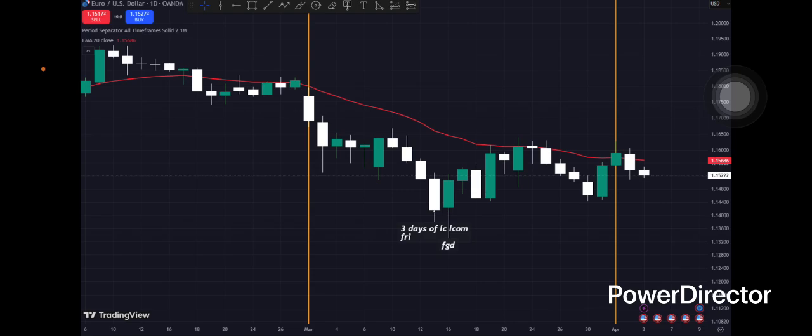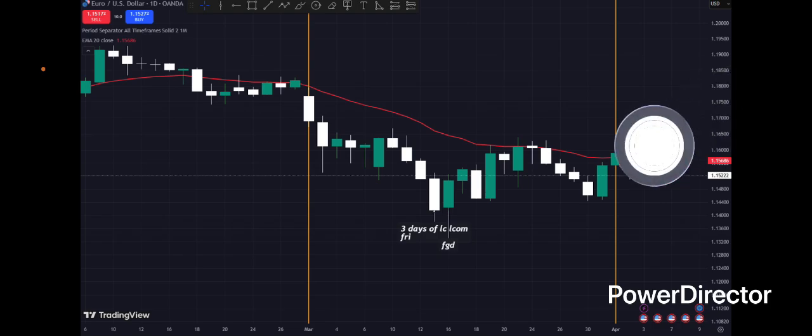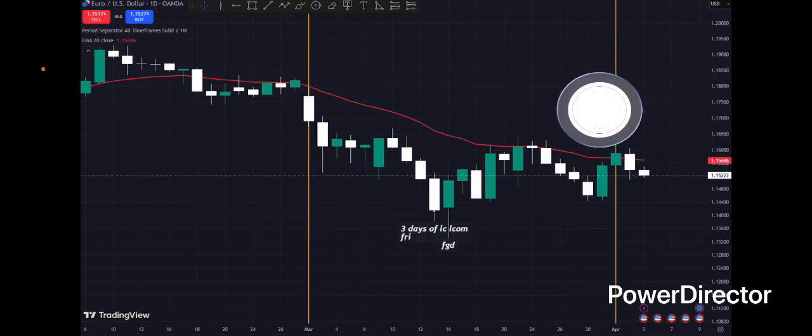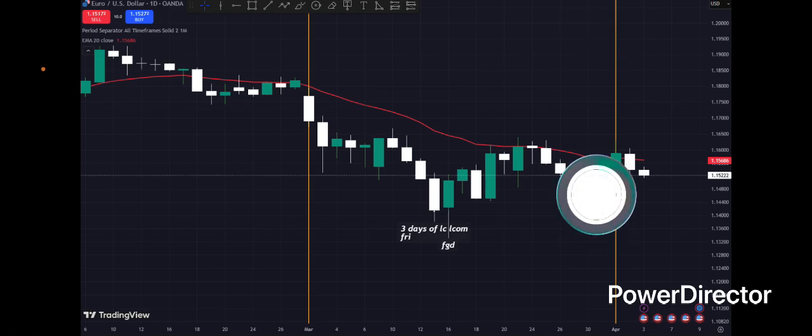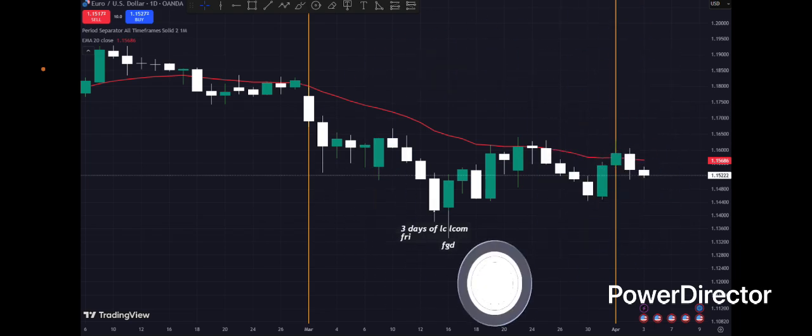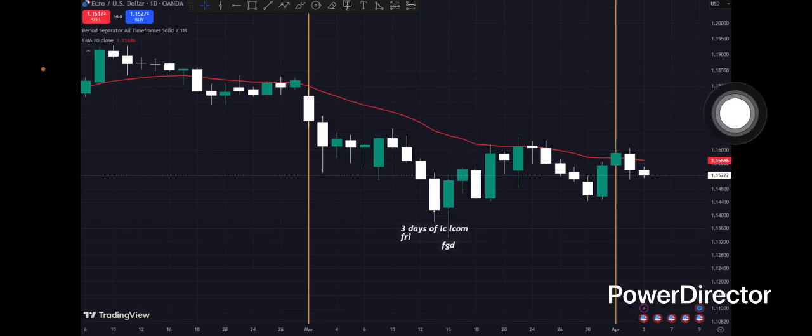Now, when you're looking at this chart, right, this is one whole month. This is the month that just passed, okay? April started right here, right? And here is the month of March.